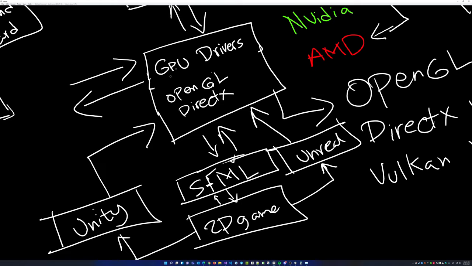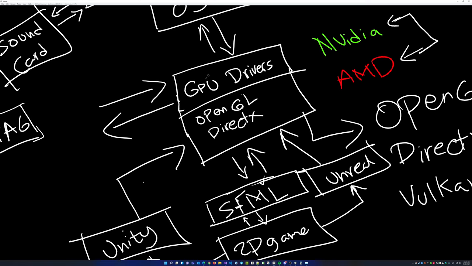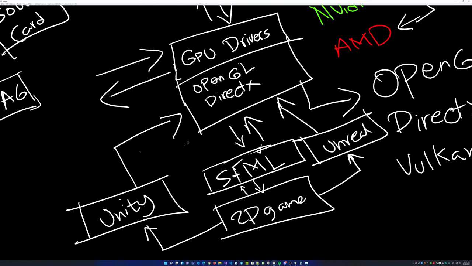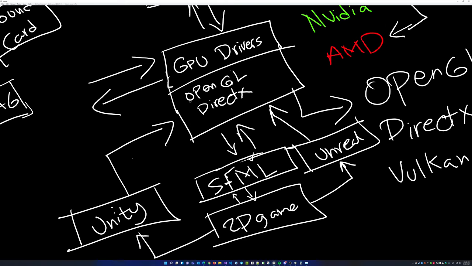We don't communicate directly with the GPU driver. We use OpenGL as a way to communicate. So we program with C++ and OpenGL, or we program with C++ and DirectX. The GPU understands these two APIs, right? So the programmer cannot directly interact with the driver. The programmer communicates with OpenGL and DirectX.